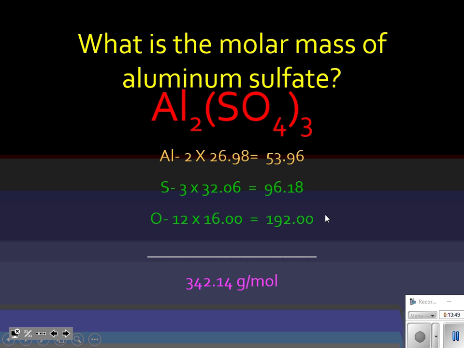Ladies and gentlemen, what does that tell me? That tells me if I have 1 mole of aluminum sulfate, how much is it going to weigh? 342.14 grams. That is the molar mass of a substance.